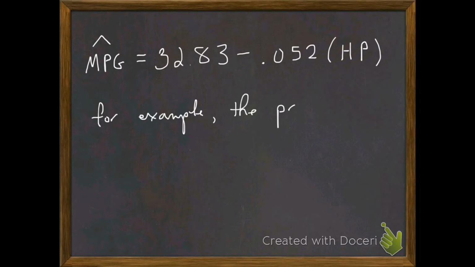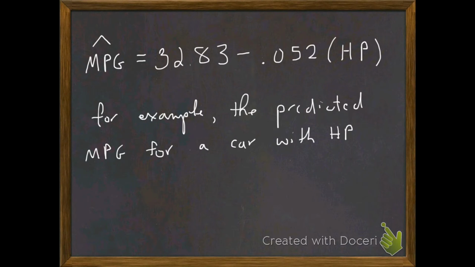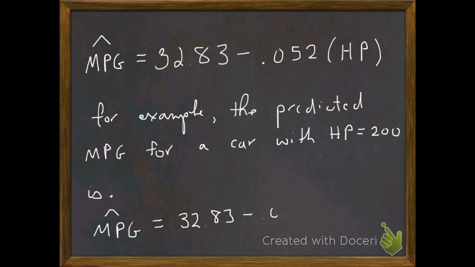the predicted miles per gallon for a car with horsepower equal to 200 would be easy to find, just by inserting 200 in our model. So let's pop that in the calculator real quickly.